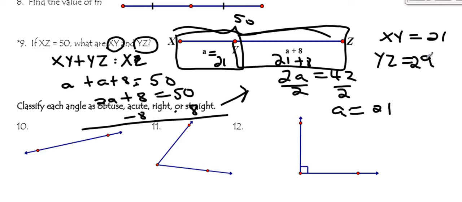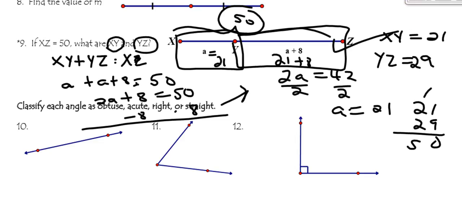And the check that you want to do, even if I didn't ask you for XZ or XY or anything like that, is plug your variable in anyway and make sure that the segment addition postulate you had here is true. Does XY, which is 21, plus YZ, which is 29, equal what we said it equals, which is 50? Well, 9 and 1 is 10, carry the 1, is 50. So we know we did it right.